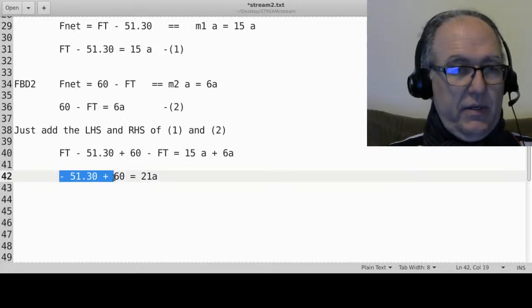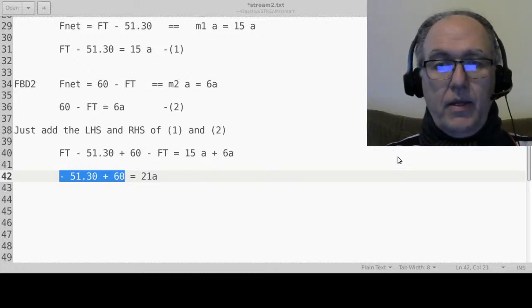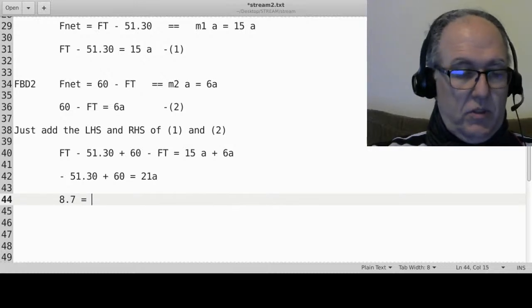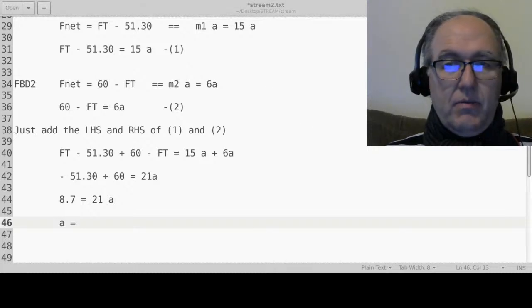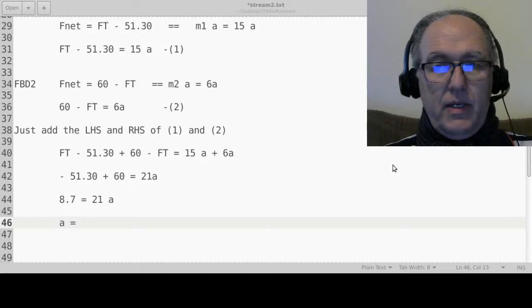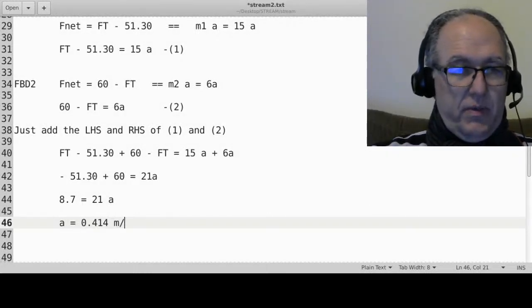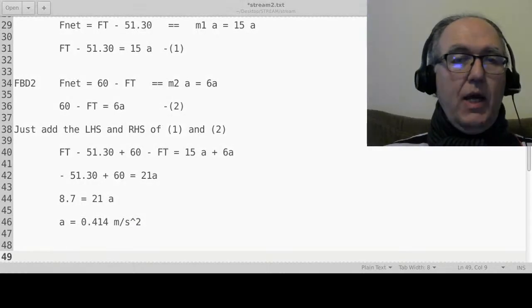Let me do this on the calculator and see what I get. It looks like 8.7. So I get 8.7 is equal to 21 times a, and therefore a is equal to 8.7 divided by 21, which is this number right here, in meters per second squared. So that answers the question.